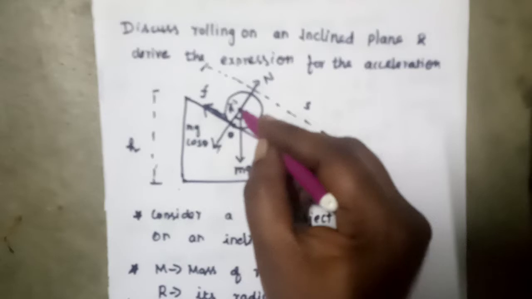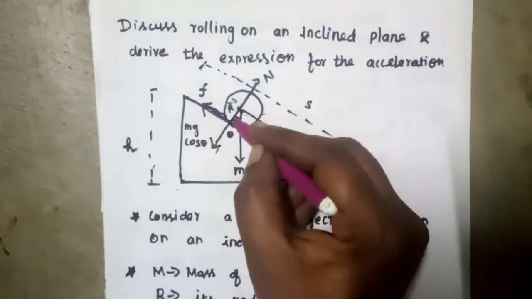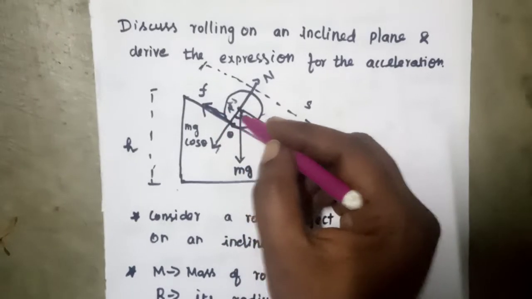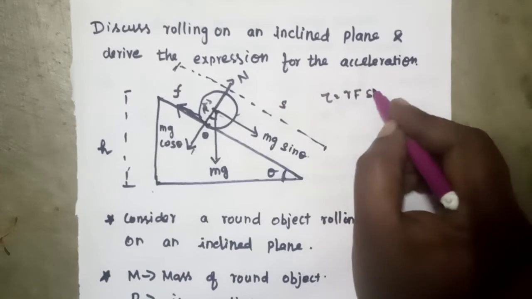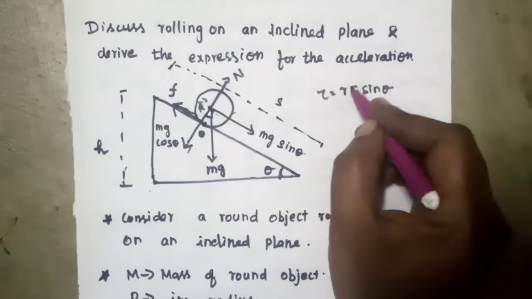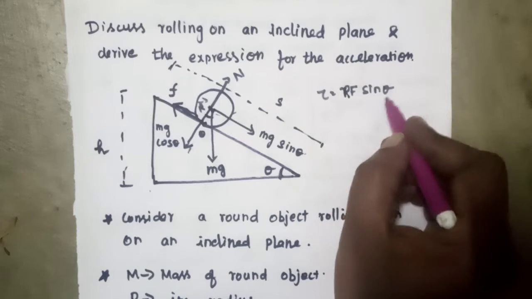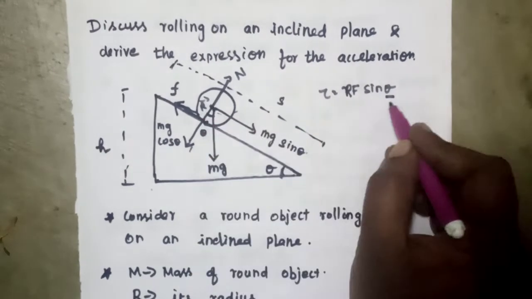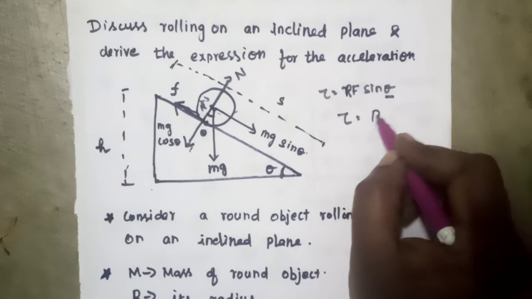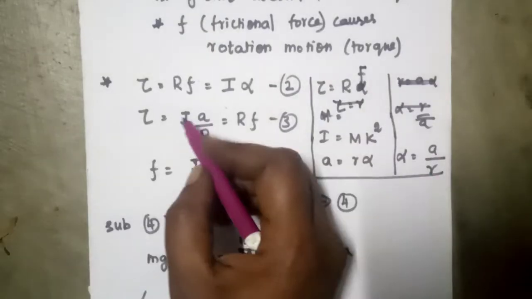So what is the angle between r and f? It is 90 degrees. So sin 90 is equal to 1. Tau is equal to r f sin theta. This is a general formula. Here, R means capital R you have to take. Theta is the angle between R and F. So sin 90 is 1, so tau becomes R into F. That only I have written here, RF.